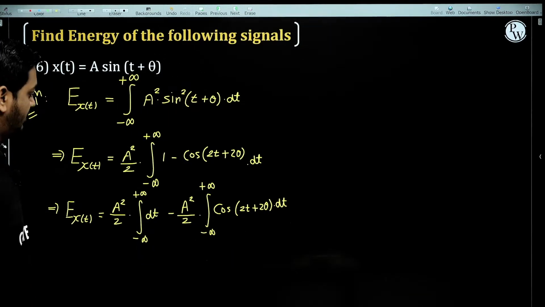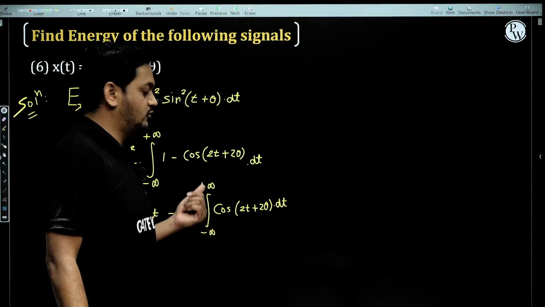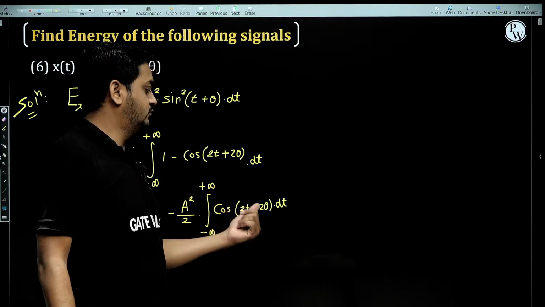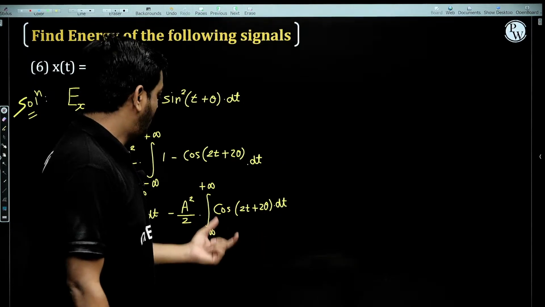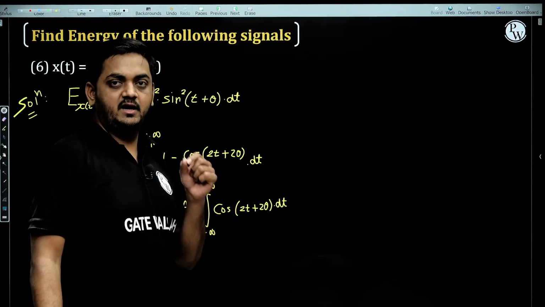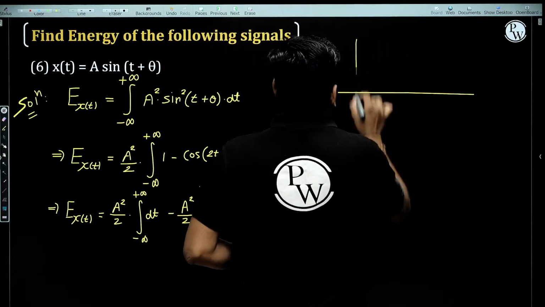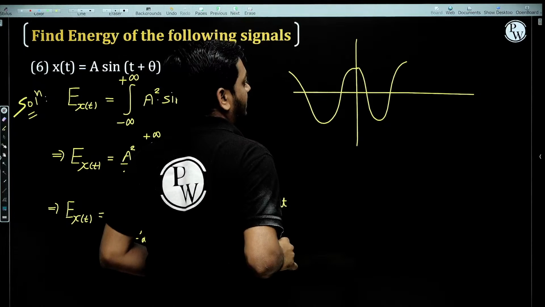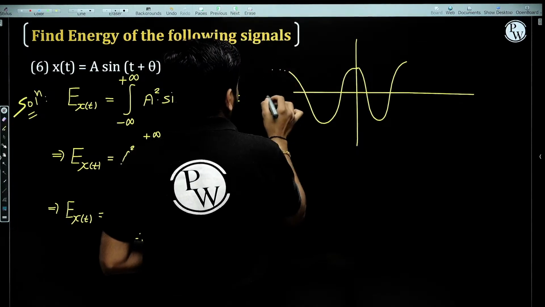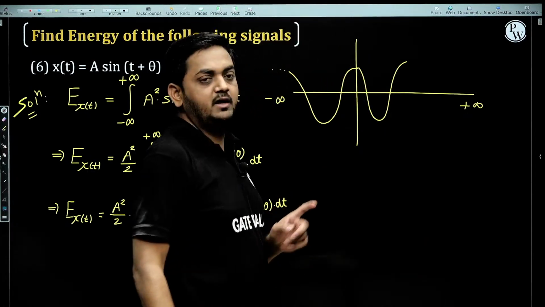Now tell me what is the answer of the second integration, guys. This is nothing but integration from minus infinity to plus infinity of cos(2t + 2 theta) dt. This integration indicates the total area of the cos signal, that is, area from minus infinity to plus infinity. If I am talking about the cos function, this is the cos function. So from minus infinity to plus infinity, what will be the total area? Total area is 0.